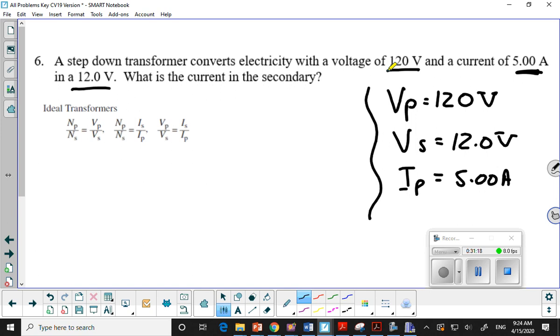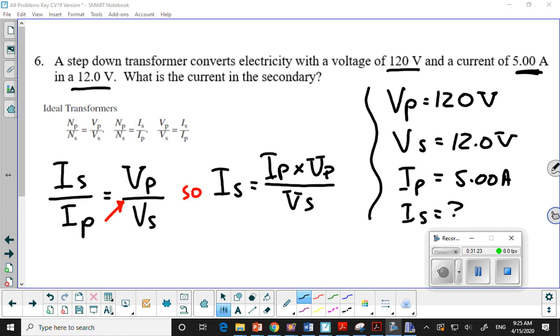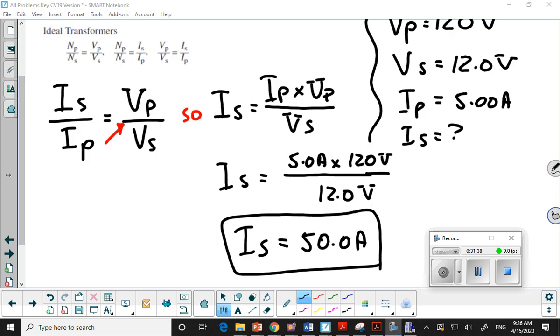So we want to find out what is the current in the secondary. So we put down our formula again. I in the secondary is the top left-hand corner. Do a half of a cross multiplication and get I in the secondary is equal to I in the primary times voltage in the primary divided by voltage in the secondary. If you want to hit pause and catch up to that. So I did my substitution. 5 amps times 120 volts divided by 12. Punch that in your calculator and get 50 amps, as we predicted.